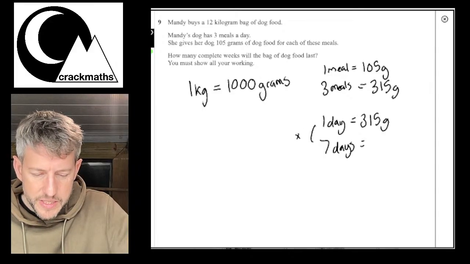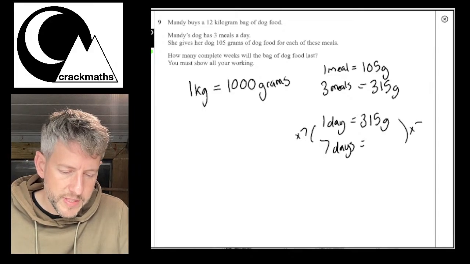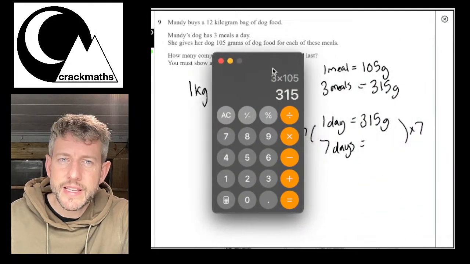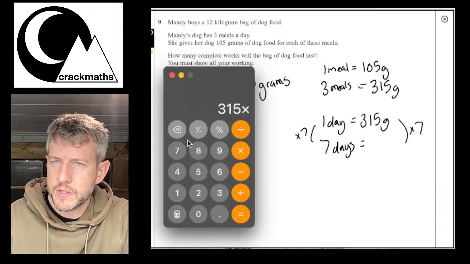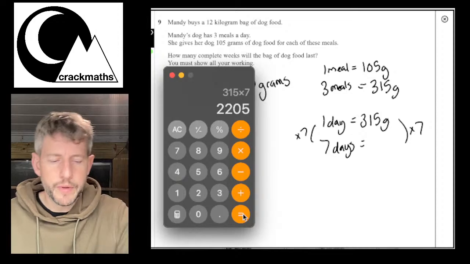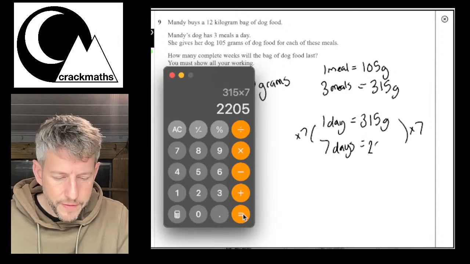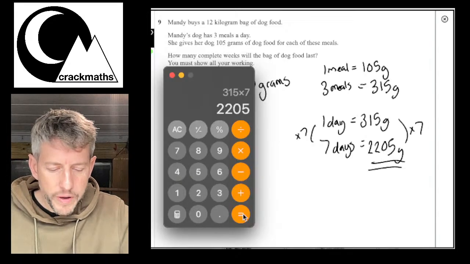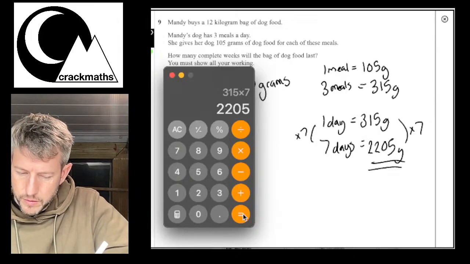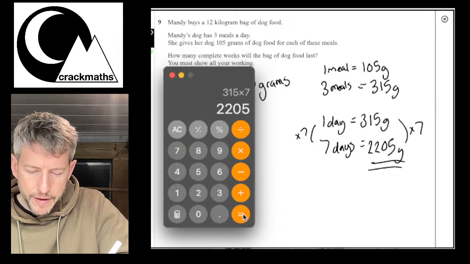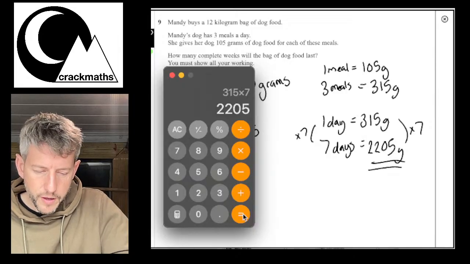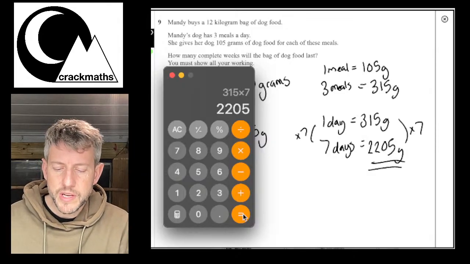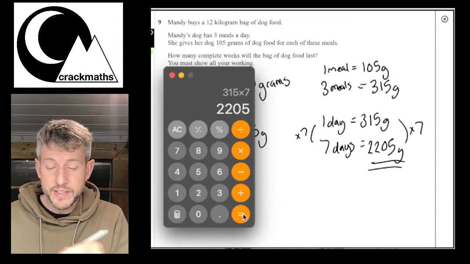Okay, so I need to times this by 7, and so I'll need to times this by 7 as well. So if 1 day is 315 grams, 7 days is 315 times 7. Okay, here we go. So that's going to be 2,205 grams. Okay, so we now know what 1 week is. So 1 week equals 2,205 grams.